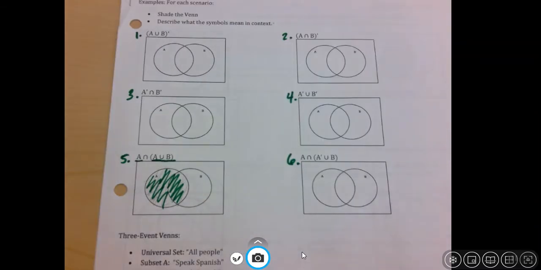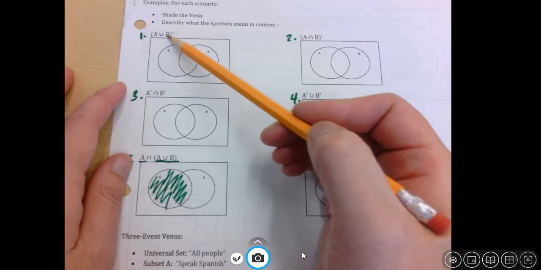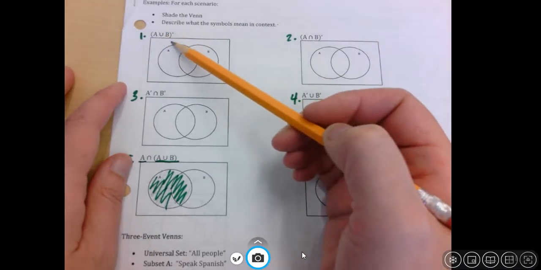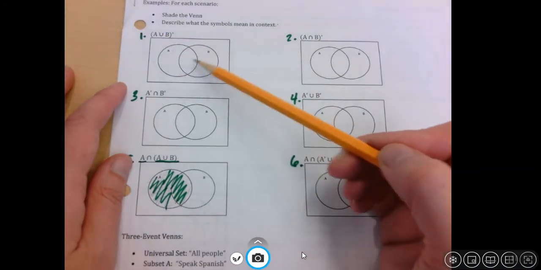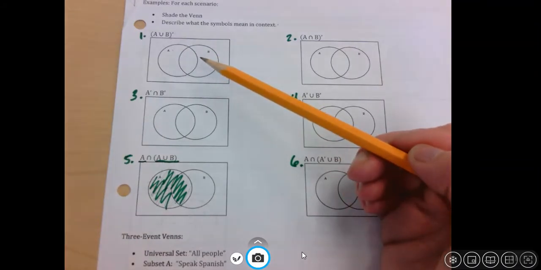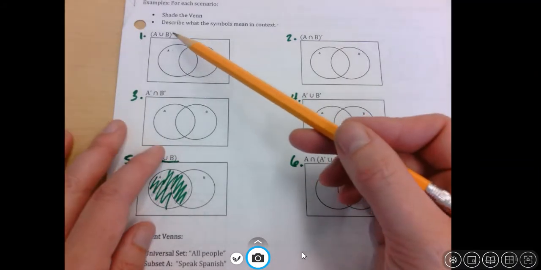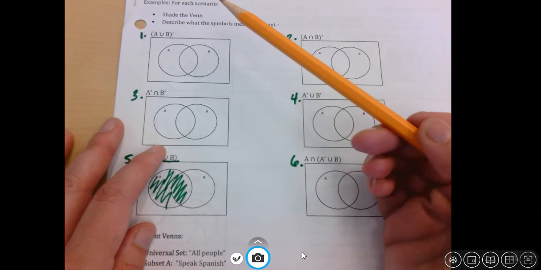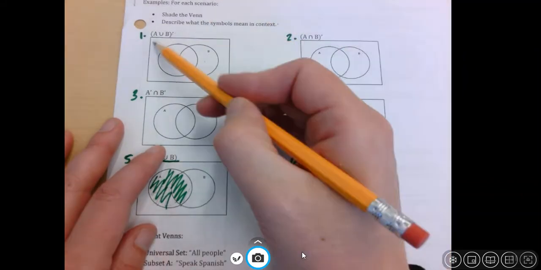Okay, here we go. Alright, so the union of A and B is anything that's in A or B or both, right? So that's going to be this and this and this. Is that right? Yeah. Okay, and then if I want not that, it's going to be everything else. So what part did you shade? The outside is correct. Good.